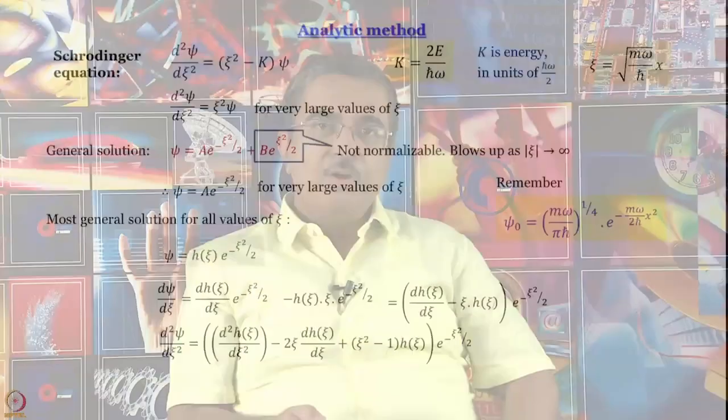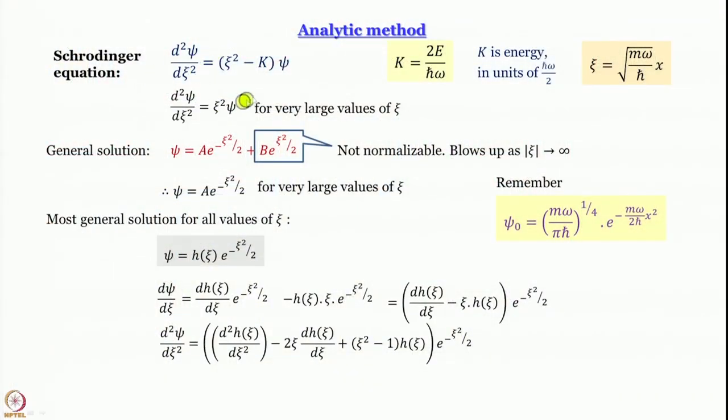So here we had stopped in the last module. We are discussing the analytic method by which we are going to obtain a general expression for the wave function for harmonic oscillator. This is where we have gone so far. We have written Schrodinger equation in terms of this variable xi, which is proportional to x, and 2E by h cross omega. So, the Schrodinger equation has become d 2 psi d xi 2 is equal to xi square minus k multiplied by psi. Remember, it is still Schrodinger equation.